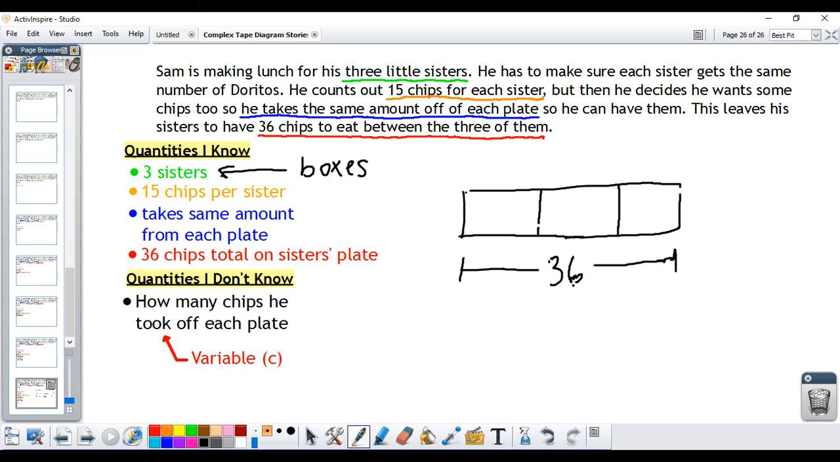I know that he started with 15 chips, so each sister gets 15. But then I know that he took some away, so I'm going to take away from my 15. I don't know how many chips he took away. That was my unknown, so I'm going to take away C, whatever that C is. And now I have my tape diagram, and I'm done.